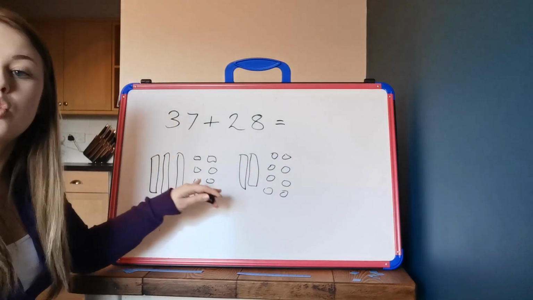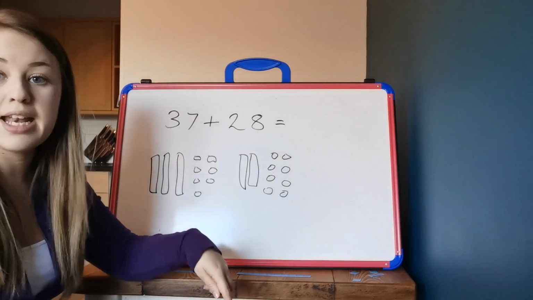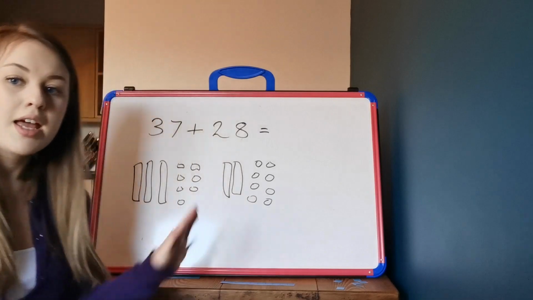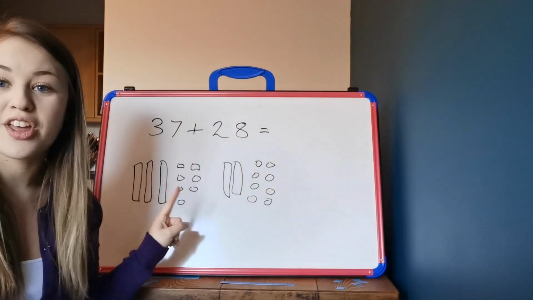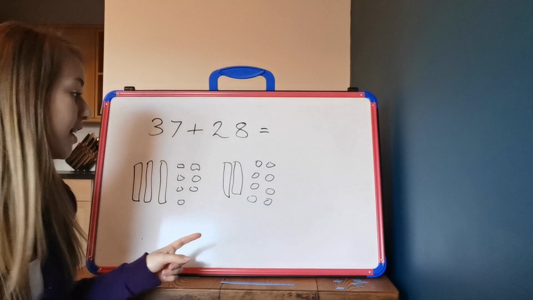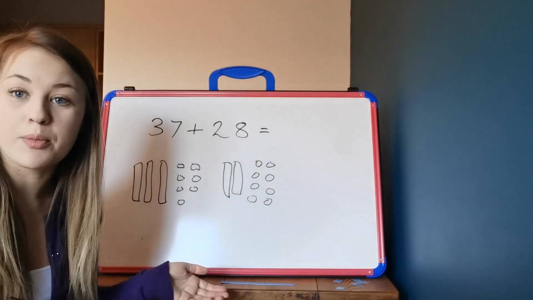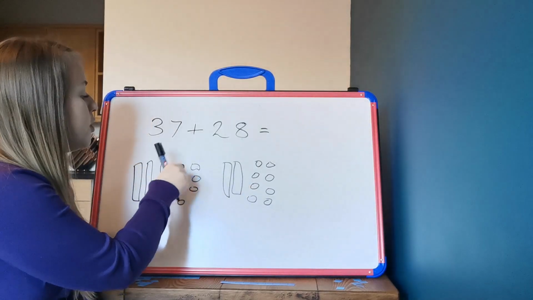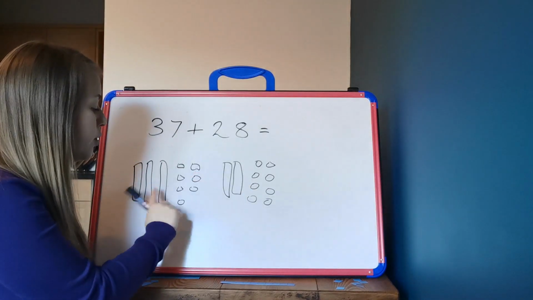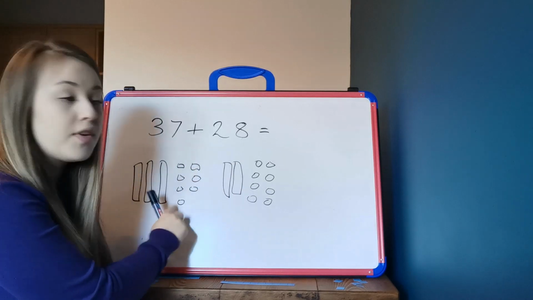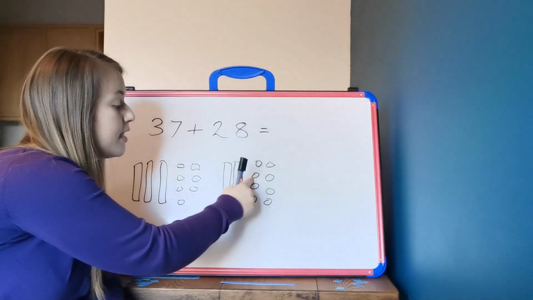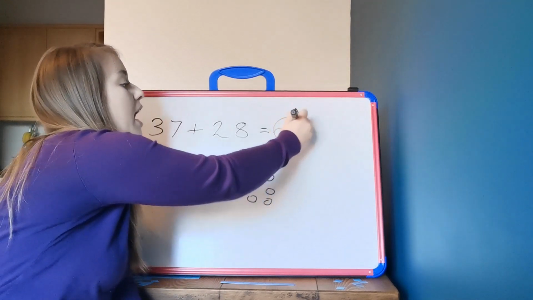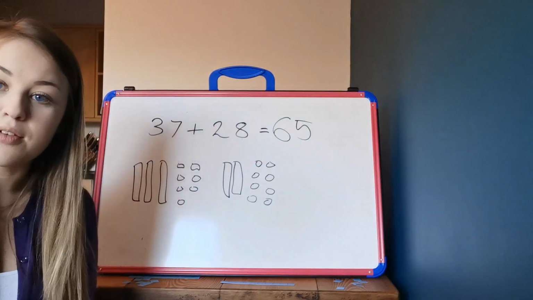Now what I can do, because I've drawn my 2 parts of my number, is add them together. I always suggest counting your tens first. So like I said, you'd have your 37 and then your 28, and then you can add them together. So I would count my tens first, and then I would add my ones on top. So I'd have 10, 20, 30, 40, 50, 51, 52, 53, 54, 55, 56, 57, 58, 59, 60, 61, 62, 63, 64, 65. And then I can write my answer as 65.